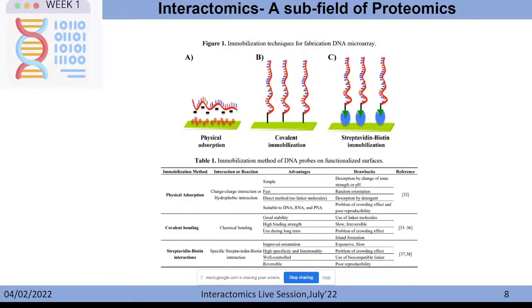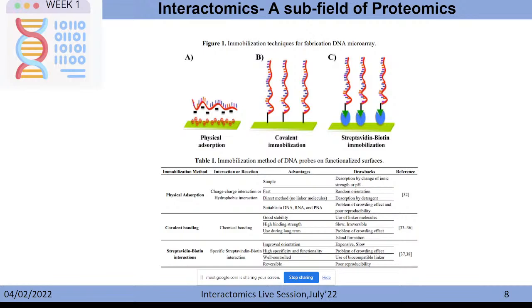Then you have covalent bonding. Covalent bonding gives you good stability, high binding strength, and can be used over a long term. But you need a linker molecule to link. Then it will be irreversible and slow. Crowding effects and all those things will happen.